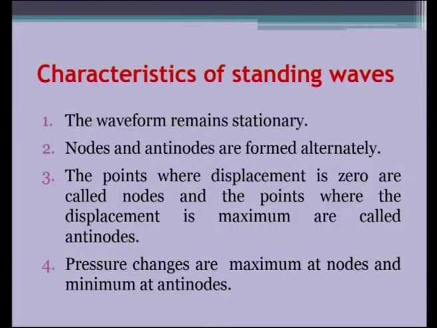Characteristics of standing waves. The waveform remains stationary. Nodes and antinodes are formed alternately. The points where displacement is 0 are called nodes and the points where the displacement is maximum are called antinodes. Pressure changes are maximum at nodes and minimum at antinodes. Why is the pressure change maximum at nodes? At antinodes only the vibrations are happening to the maximum extent, and at nodes the vibration is not happening at all. So, the pressure change is not happening, pressure change is maximum at antinodes.